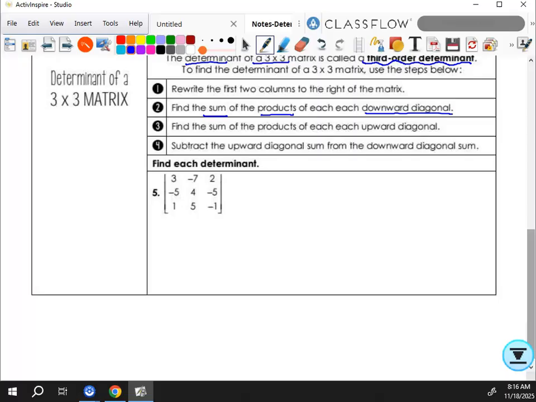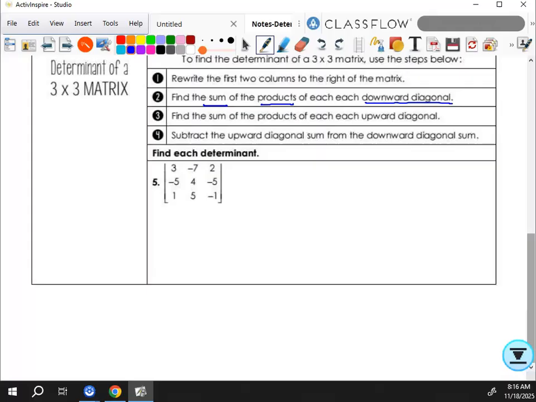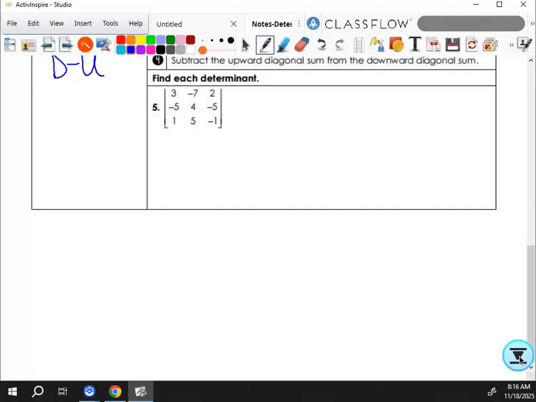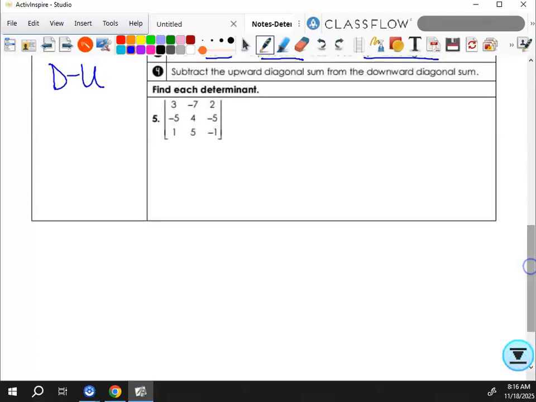I'm going to write out a whole bunch of stuff here so I don't lose anybody, because it sounds weird, it looks weird, not that bad in the end. Then the sum of the products of the upward diagonals, and then you subtract them. So it is still down minus up. Okay, the first thing it said to do was to rewrite the first two columns to the right of it. So I'm just rewriting 3, -5, 1, -7, 4, 5.